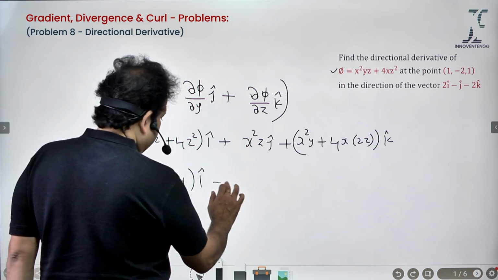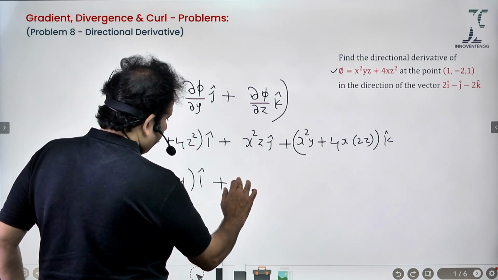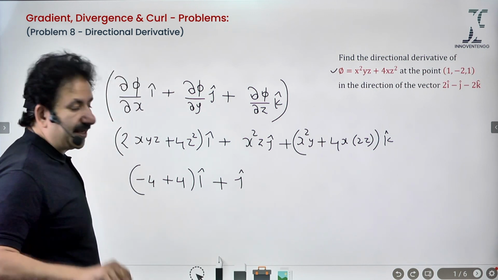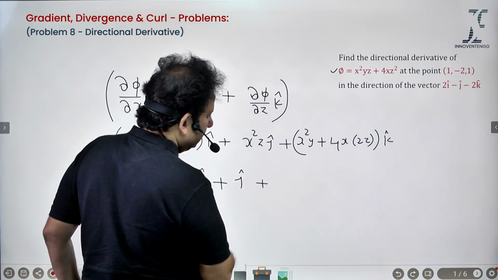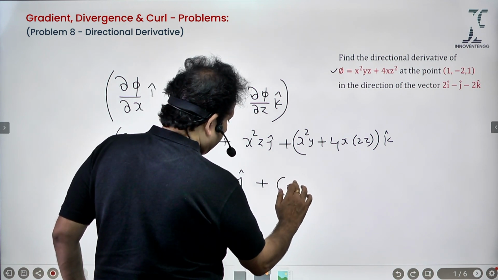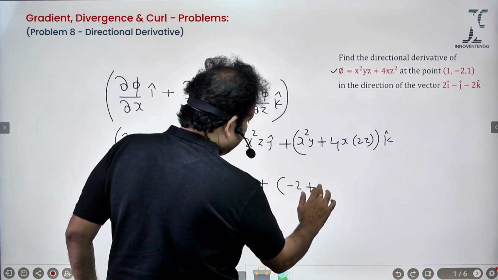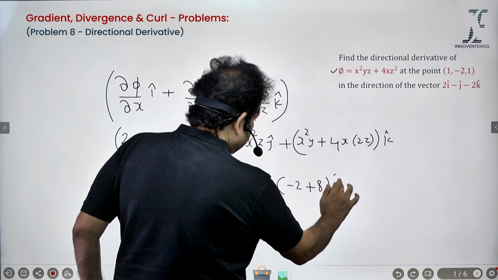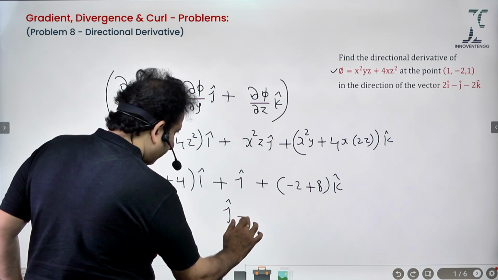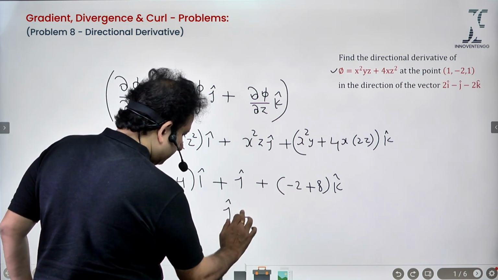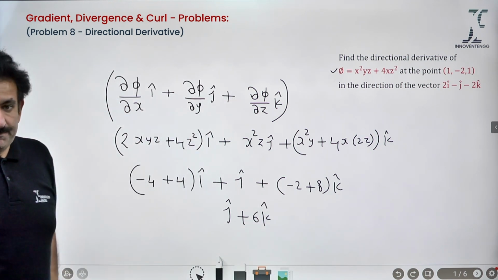And what about the next component? It's simply x²z, so this is simply going to be 1, because both x and z are 1. And what about the last term? The first is -2, the second term is 8, so -2 plus 8. So what we have here is j plus, minus 2 plus 8, that means plus 6k. So this becomes your gradient, right?